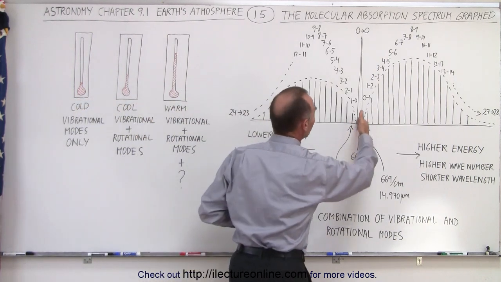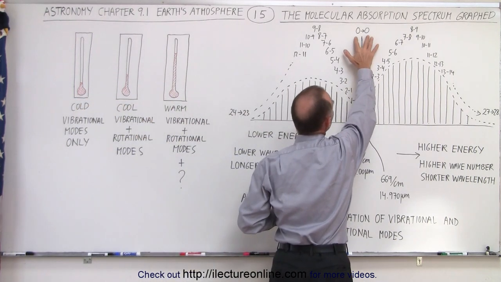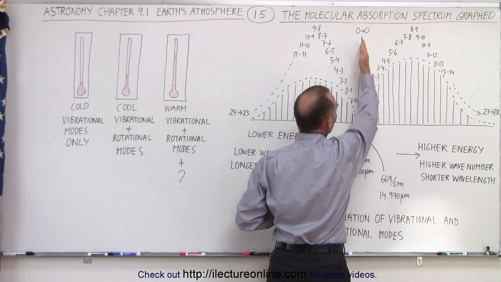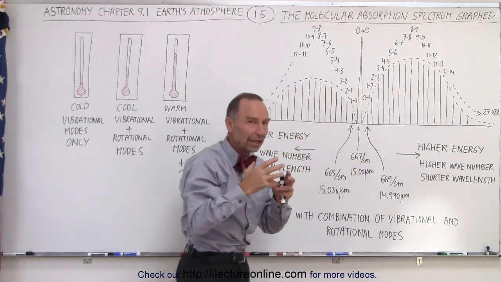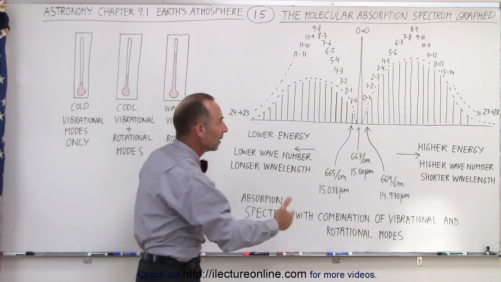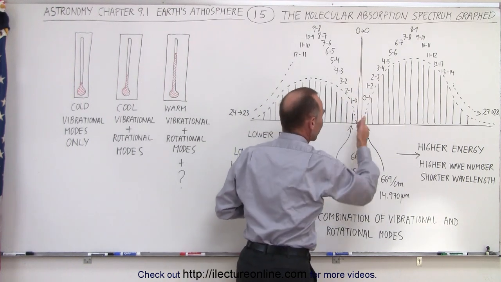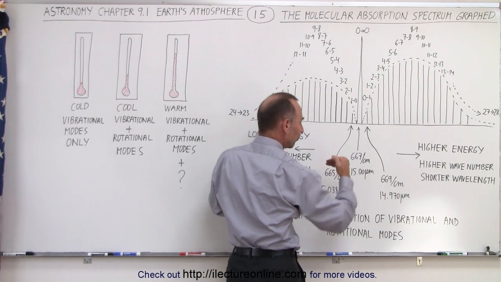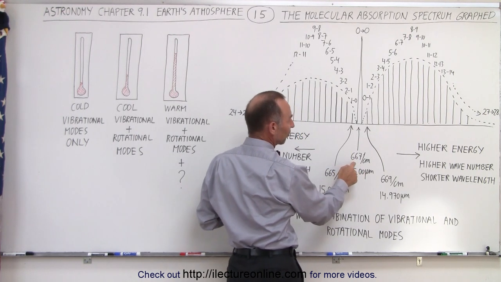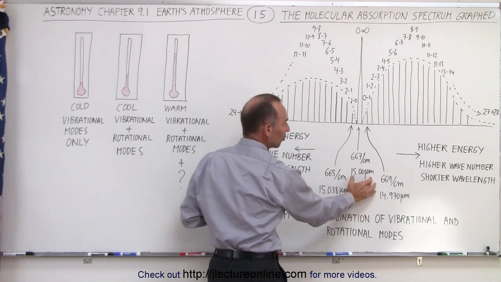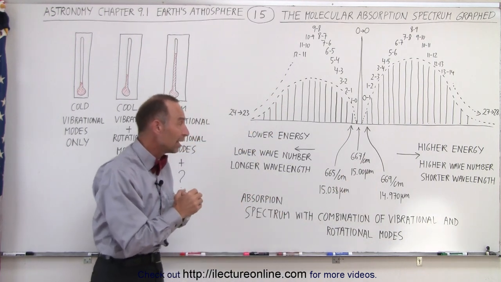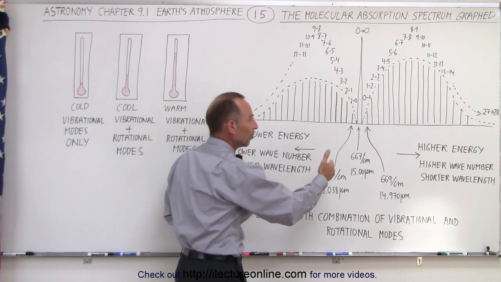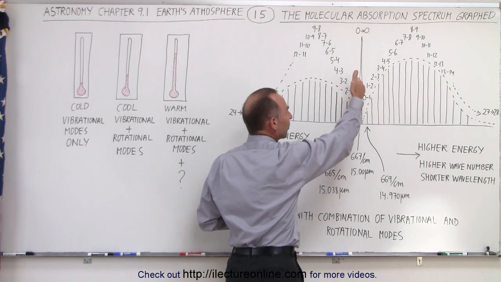So here we have the central peak where there's no change in the rotational modes, but only a change in the vibrational modes. So it's using the increase in the vibrational energy by absorbing that specific frequency, which is associated, in the case of carbon dioxide, the bending frequency is associated with wave number of 667 waves per centimeter, which is associated with the infrared radiation of 15 micrometers.